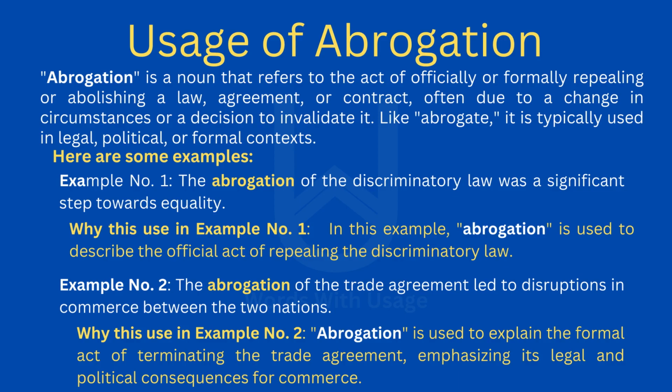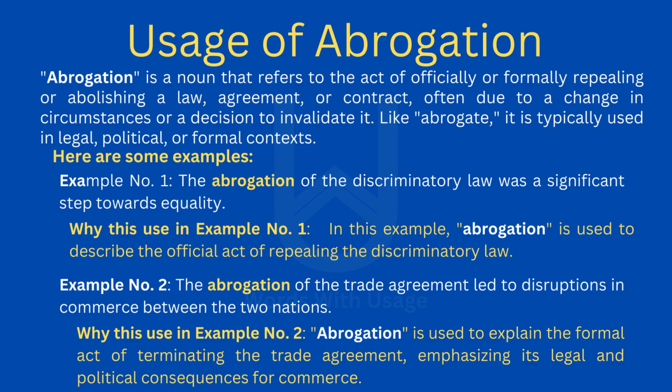Here are some examples. Example number 1. The abrogation of the discriminatory law was a significant step towards equality. Why this use in example number 1? In this example, abrogation is used to describe the official act of repealing the discriminatory law.